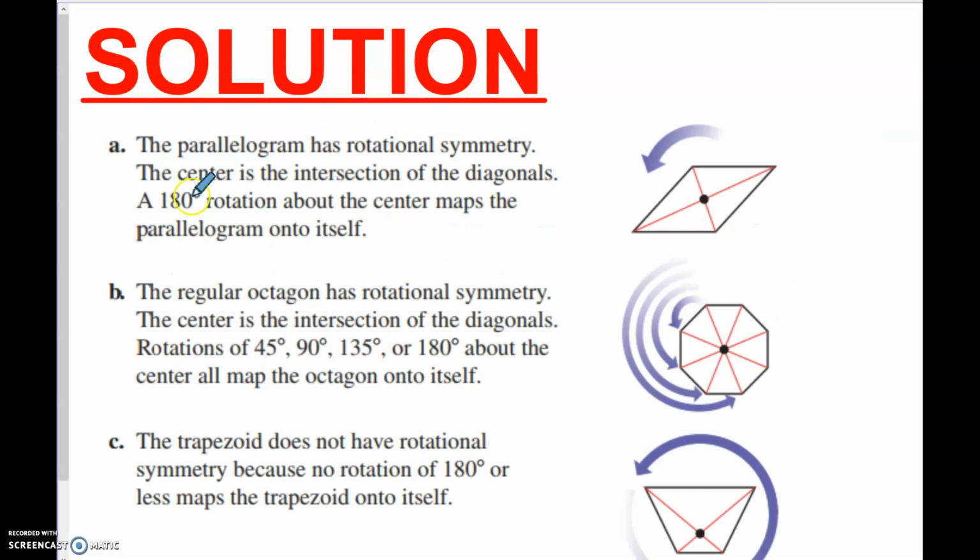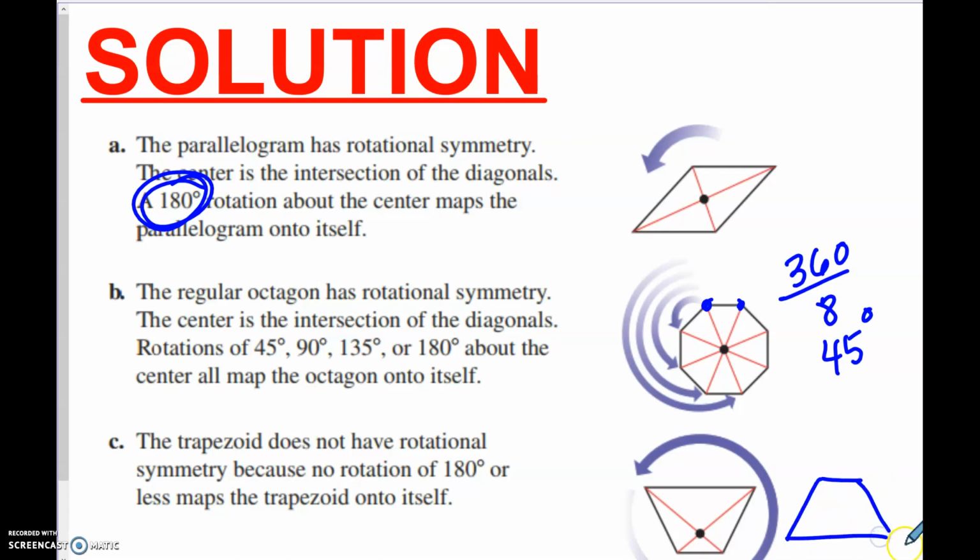So the parallelogram you can see has a 180-degree rotation to get on top of itself. Whereas the octagon, if I rotated this point to this point, you wouldn't see any different. So if we take 360 and divide by 8 for this, because it's a regular figure, I think we end up with 45 degrees. So we can rotate that every 45 degrees until we get to 180. So it has 45-degree rotation, 90, 135, and then 180. The trapezoid does not have any, because even if we do 180 degrees, we'd have the short side on top and the long side on the bottom. That's not exactly the same. So this does not have any rotational symmetry.